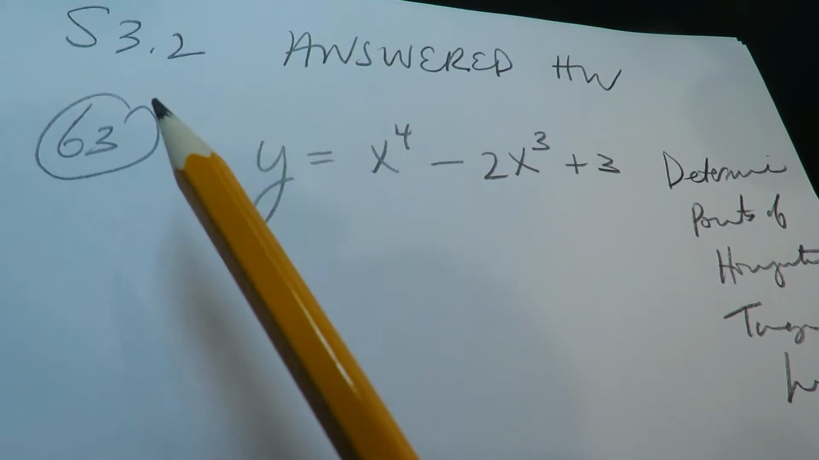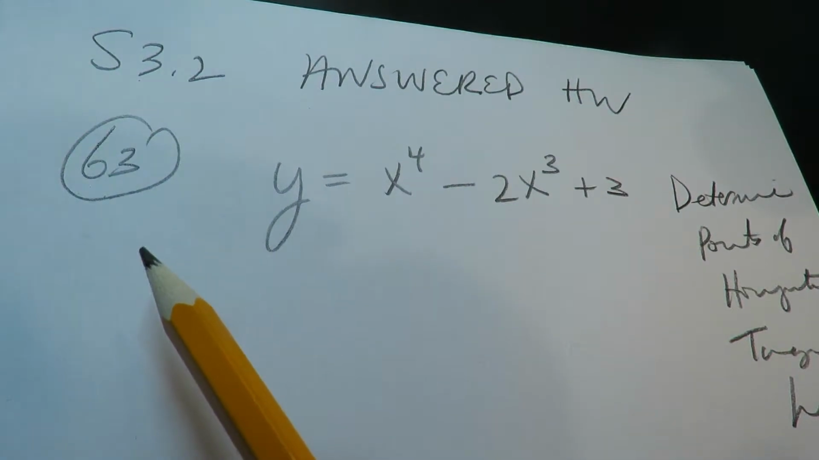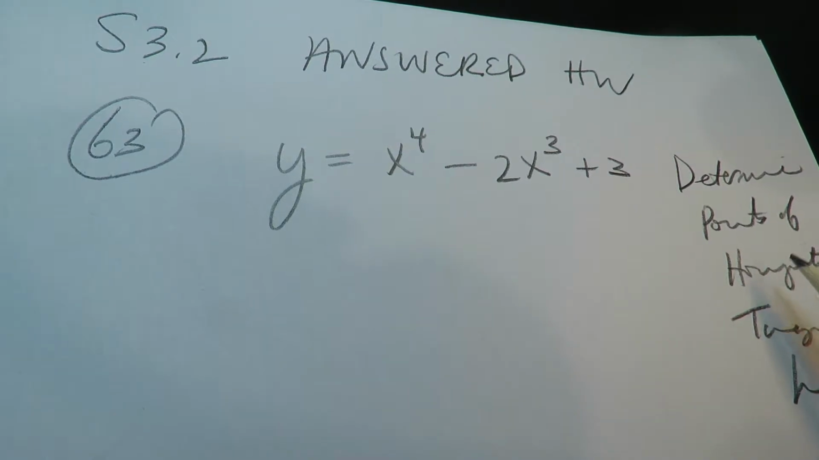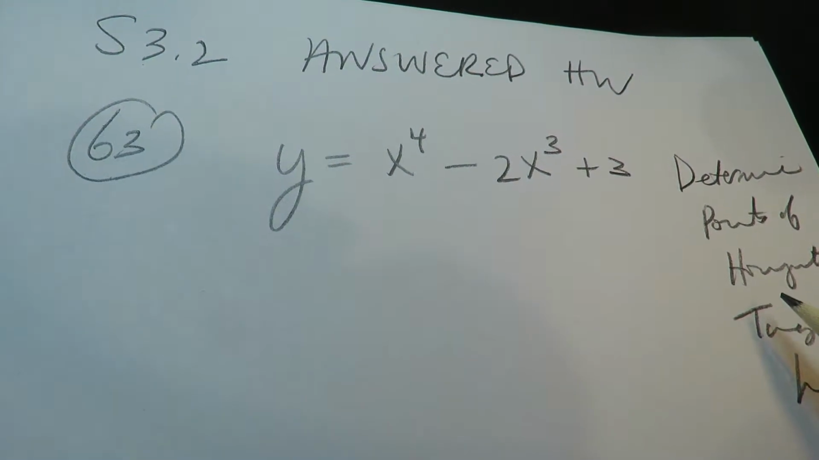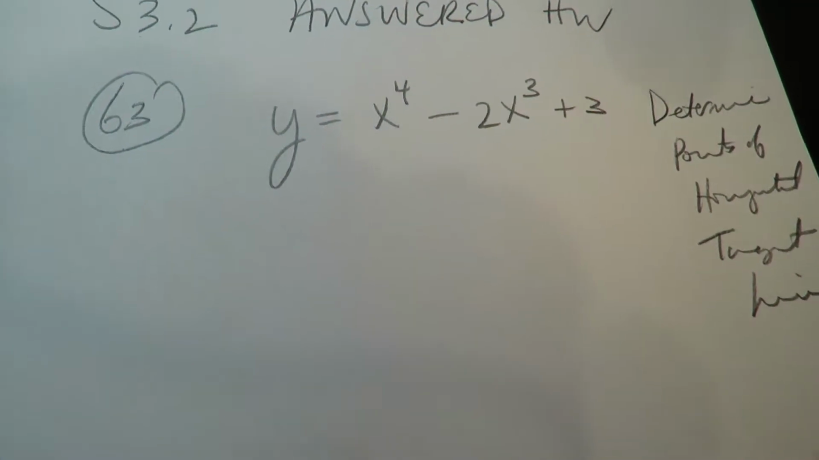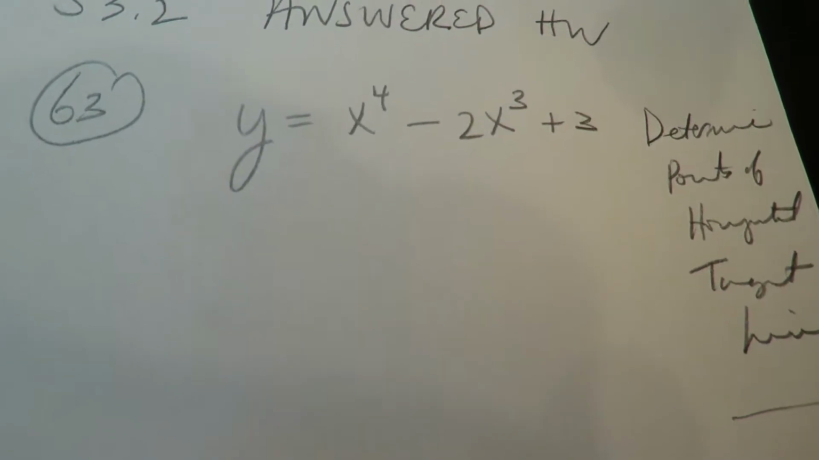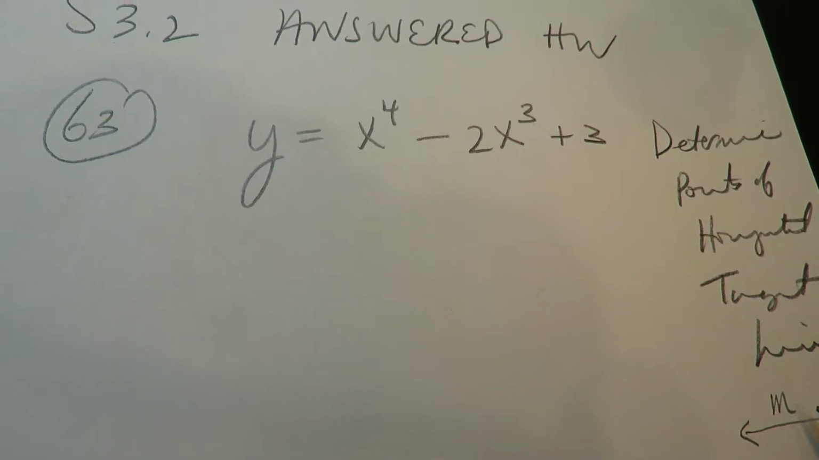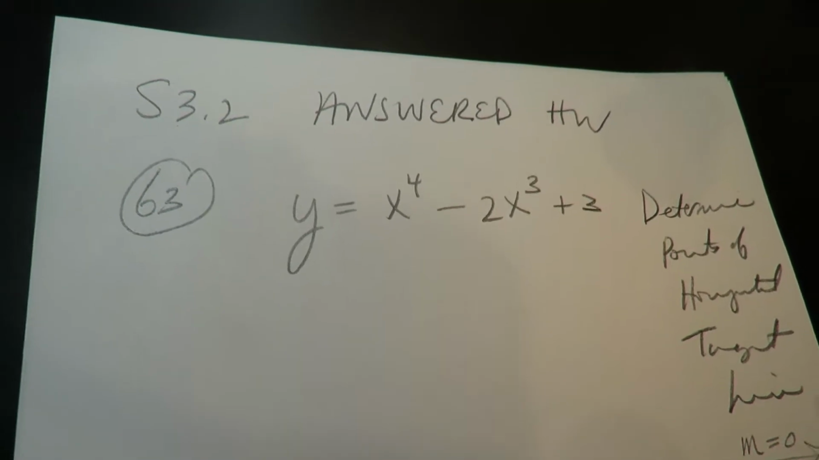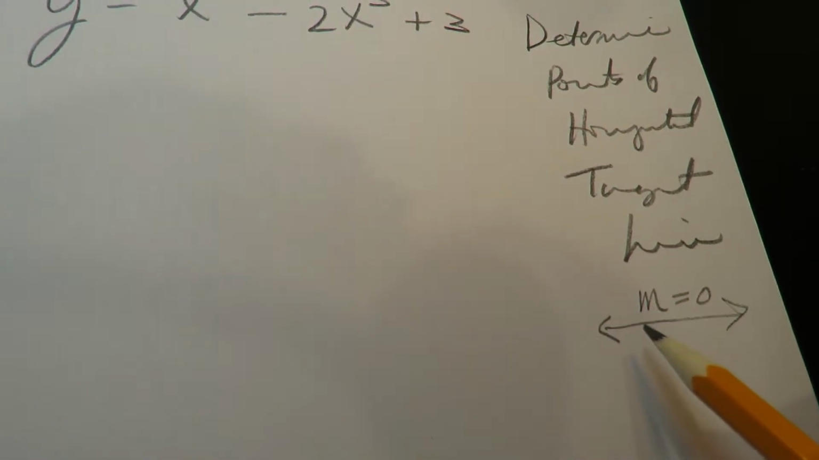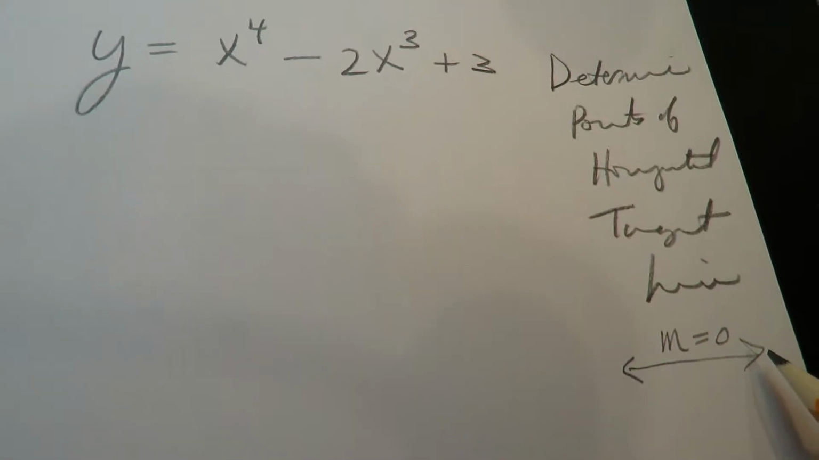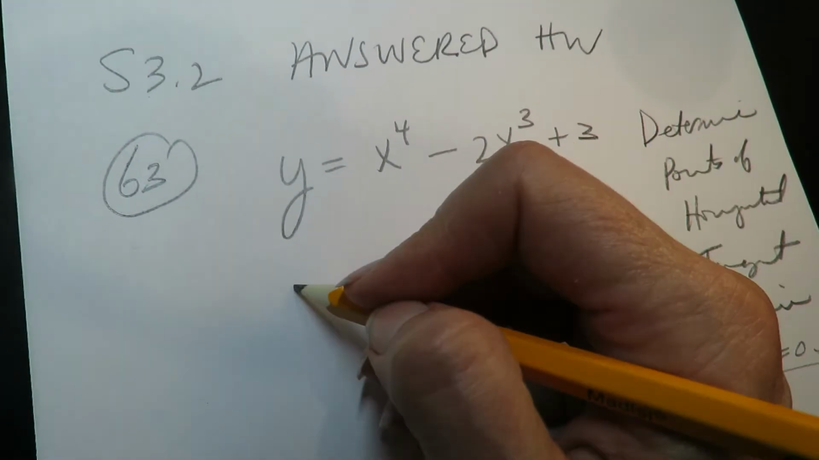Alright gang, this is section 3.2, number 63. You're going to determine the points where this graph has a horizontal tangent line. So that means if you have a horizontal tangent line, your slope has to be equal to 0. That's what's making the tangent line horizontal. So you can go ahead and take the derivative.